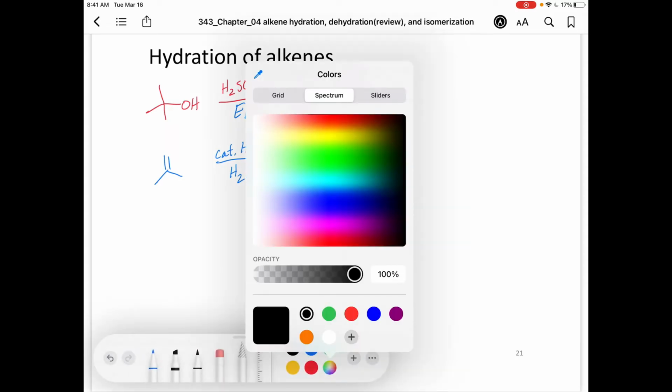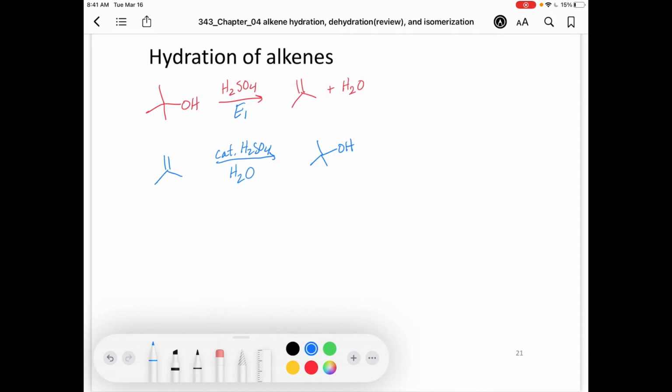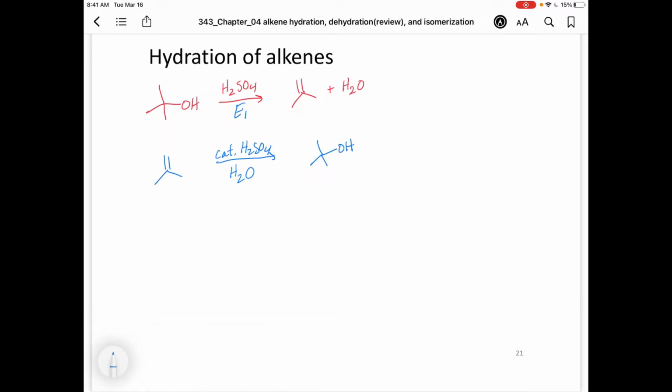If we look at the mechanism, we're going to see that it's exactly the same as the E1 in the red there, but it is completely opposite. So let's go ahead and walk through the mechanism. If we have our alkene, we have H2SO4. We're going to have addition of this hydrogen. It's going to go here. It's going to give us the most stable carbocation.